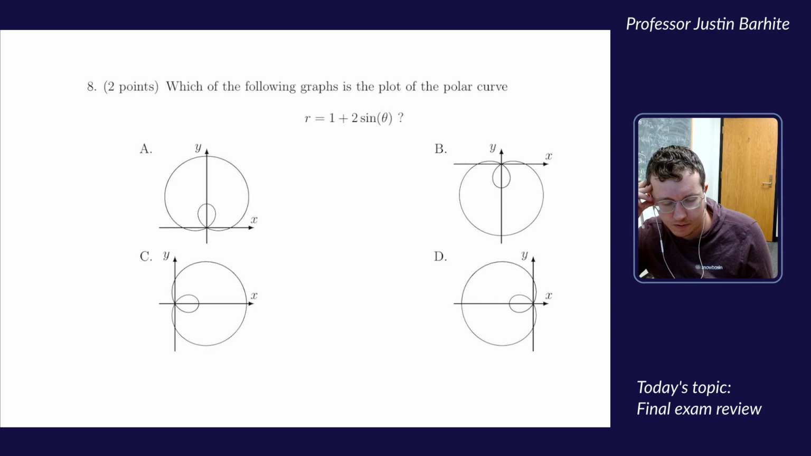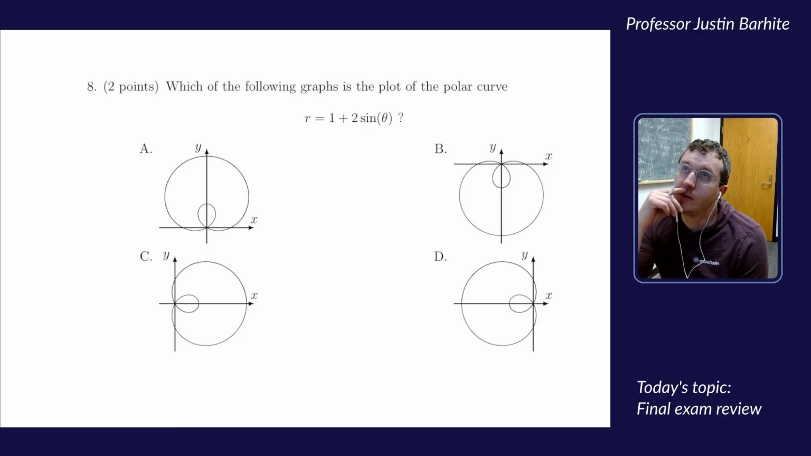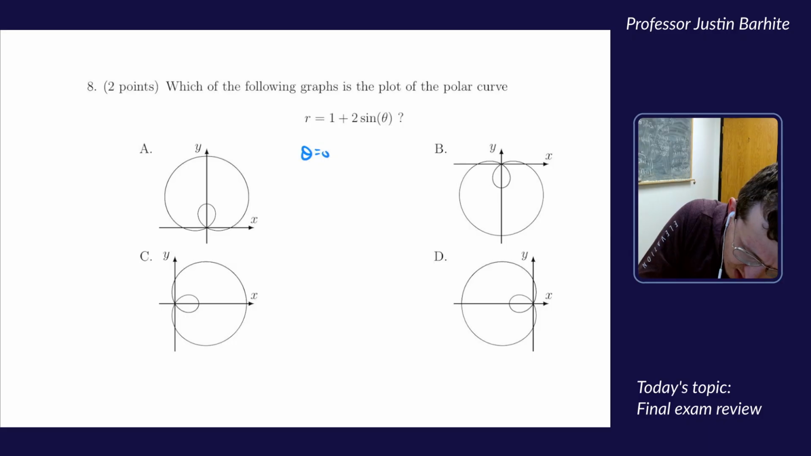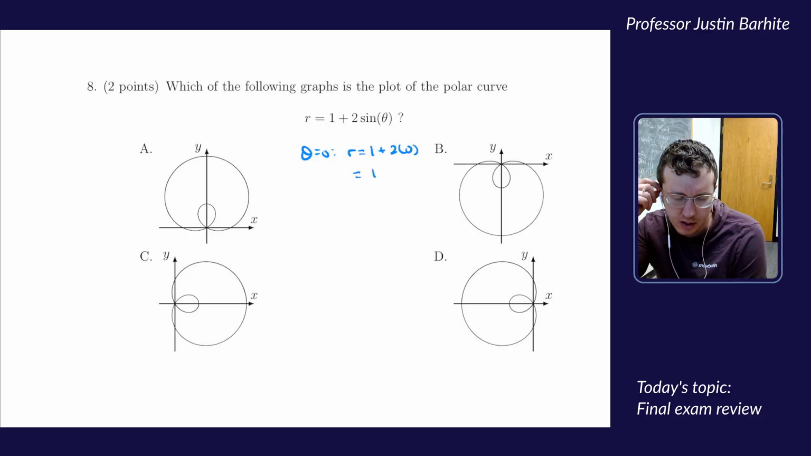Which of the following is a plot of r equals 1 plus 2 sine theta? Okay. So when I plug in theta equals 0, r is going to be 1 plus 2 times the sine of 0. Sine of 0 is 0, so r is just 1.